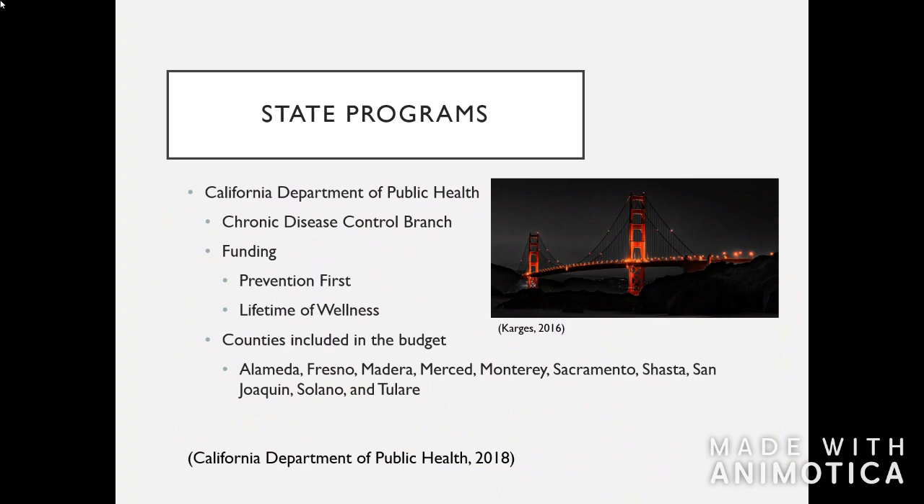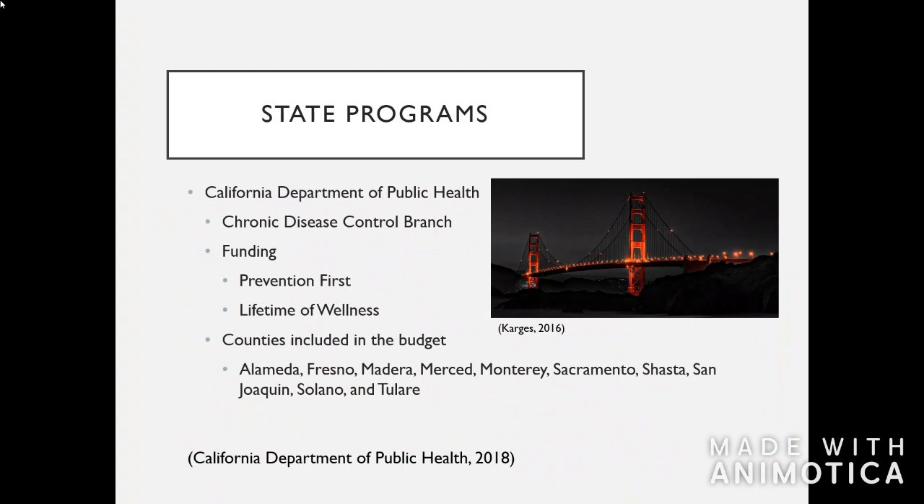The program receives its funding from two organizations, the Prevention First and the Lifetime of Wellness. That funding goes towards only a select few counties within the state of California, namely Alameda, Fresno, Madera, Merced, Monterey, Sacramento, Shasta, San Joaquin, Solano, and Tulare. The main focus of this state program is to provide prevention of diabetes through education.